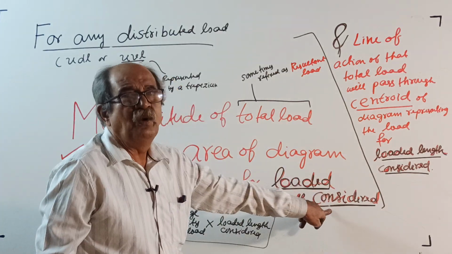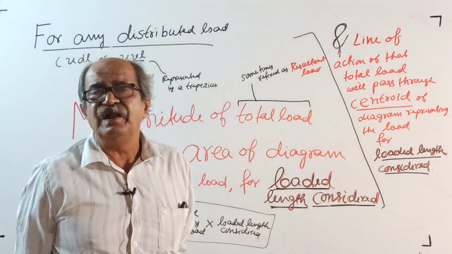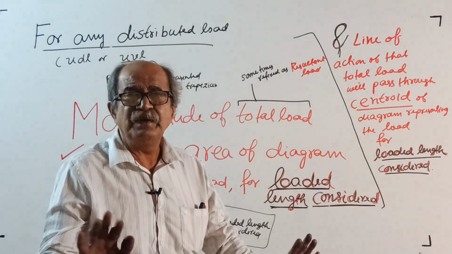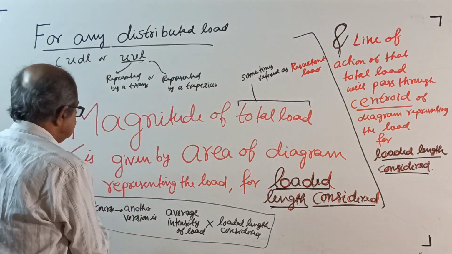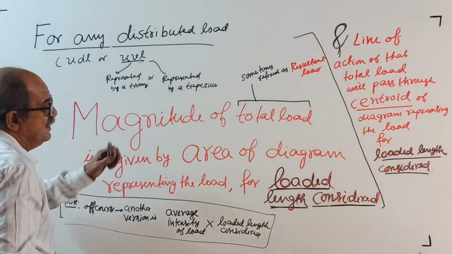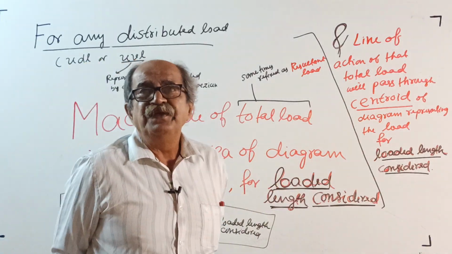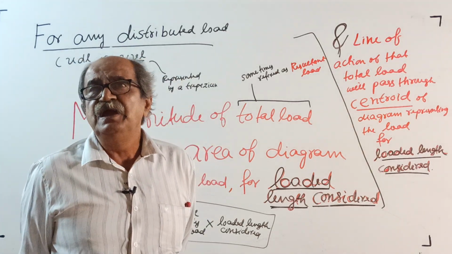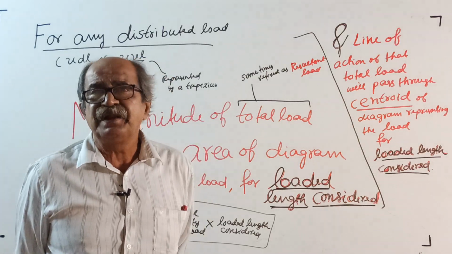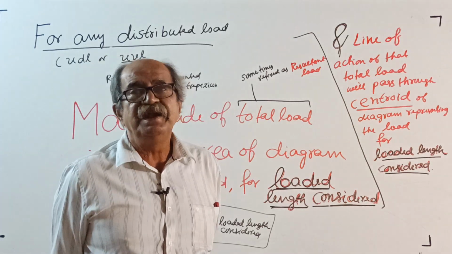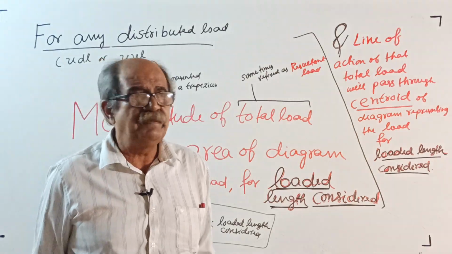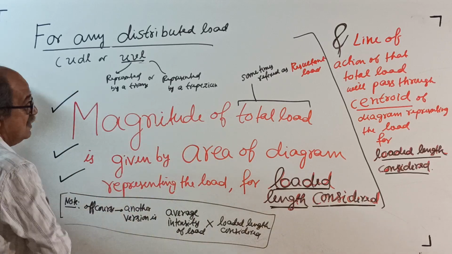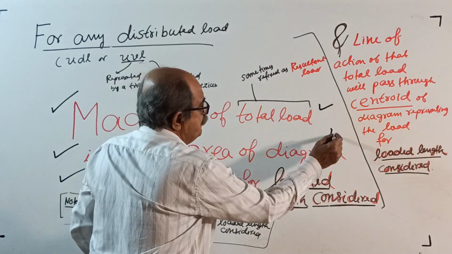Very, very important: loaded length considered. I will tell you what that loaded length considered is. Some will wonder why he is telling this; wait for some time. If it is UDL, it is the area of the rectangle representing the load. If it is a triangle, the area of the triangle representing the load. If it is a trapezium, the area of the trapezium representing the load. This is what we will follow in future.